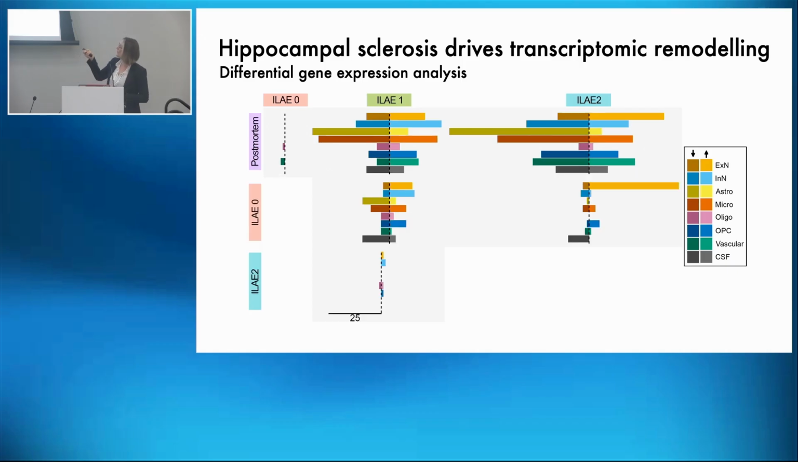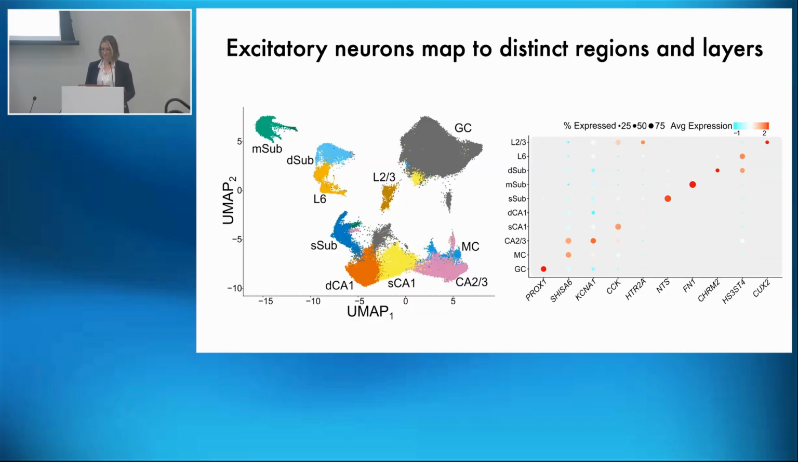When we compare ILAE 1 and 2, so both hippocampal sclerosis samples, to epilepsy samples without hippocampal sclerosis, we see fewer differentially expressed genes. And when we compare ILAE 1 versus ILAE 2, the two hippocampal sclerosis groups, we again see very few differentially expressed genes. So we hypothesized that hippocampal sclerosis is really the main driver of transcriptomic remodeling in these samples.